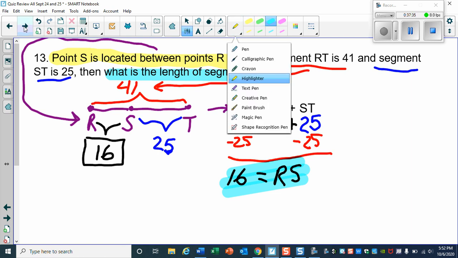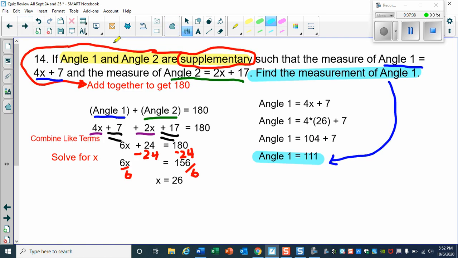All right. Number 14. Angle 1 and angle 2 are supplementary. So angle 1 is 4x plus 7. Angle 2 is 2x plus 17. You add those two angles up to get 180. That's supplementary: angle 1 plus angle 2 equals 180. Replace angle 1 with 4x plus 7 and angle 2 with 2x plus 17. Combine your like terms: 4x and another 2x is 6x. 7 and 17, add them up, you get a positive 24.